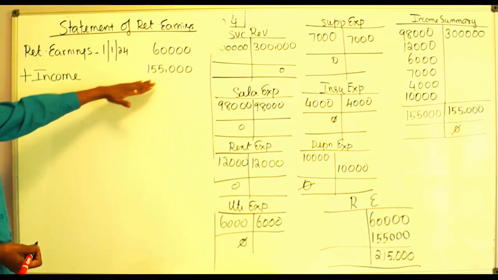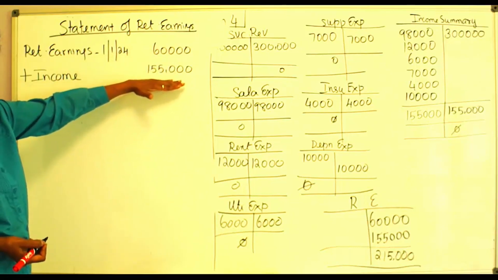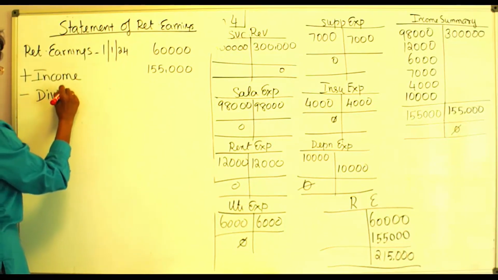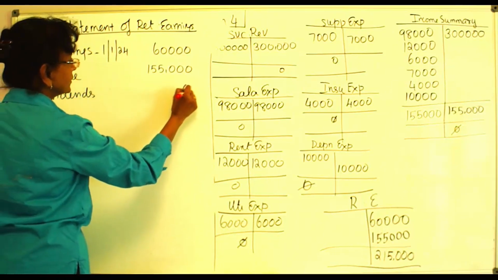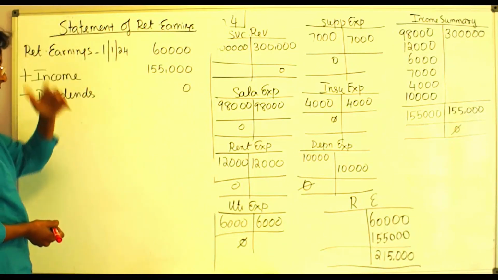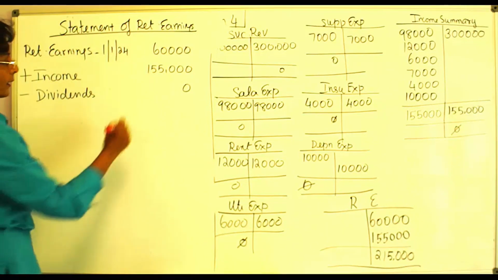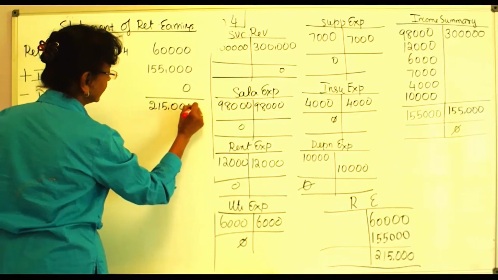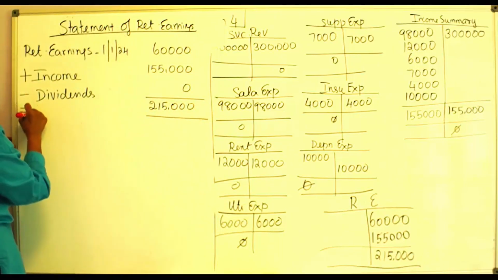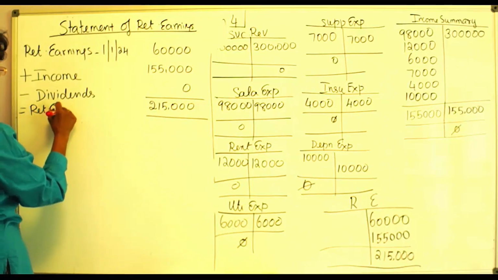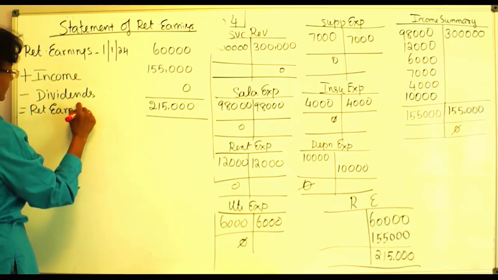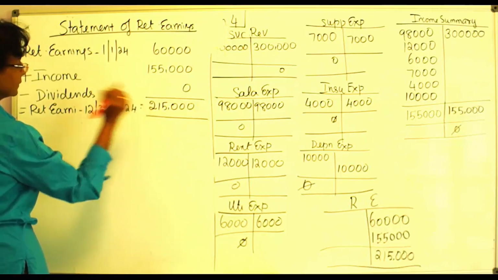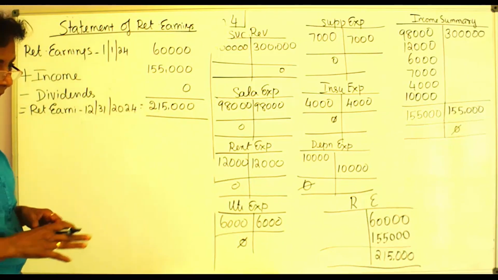Therefore, you can just stop here and calculate the balance, or you can also say dividends 0. If the company has paid any dividends, then that dividend amount will be subtracted. Now the balance will be 215,000. This is the balance of your retained earnings as of December 31st, 2024. So this is how you prepare the statement of retained earnings.